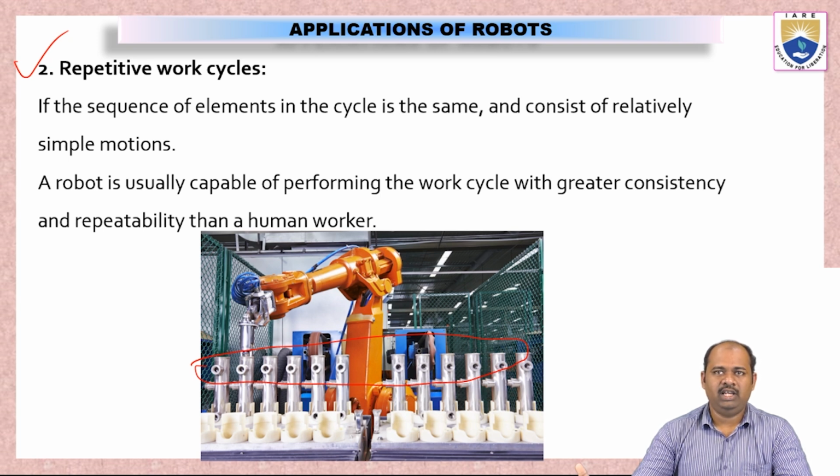If the sequence of elements in the cycle is the same and consists of relatively simple motions, then we can use robots. A robot is usually capable of performing the work cycle with greater consistency and repeatability than a human worker. So when we want precision, repeatability and great consistency, then we have to go for robots in any industry. I mean, we are discussing industry related to manufacturing units. So that is why robots should be used to automate this process.